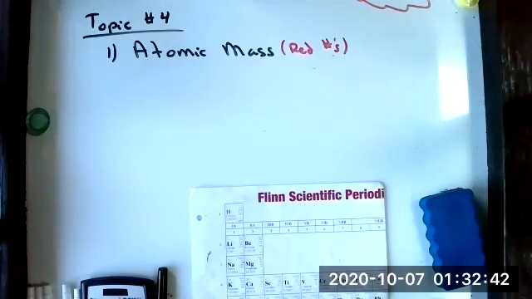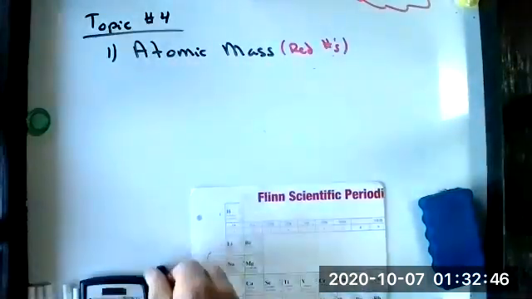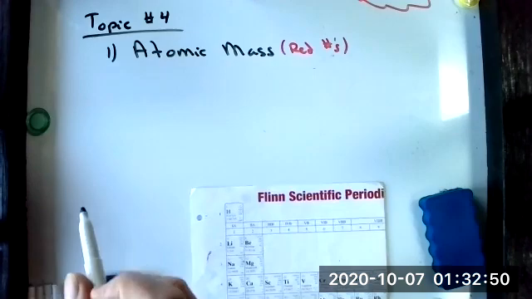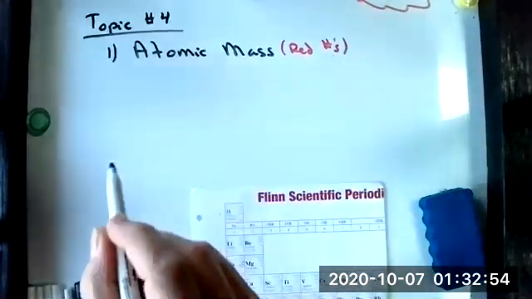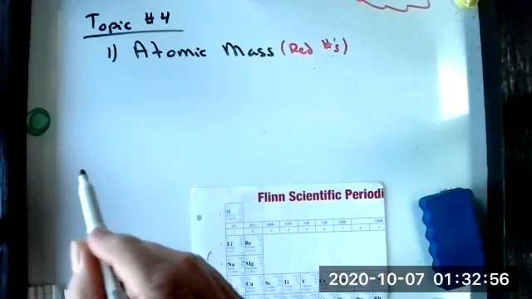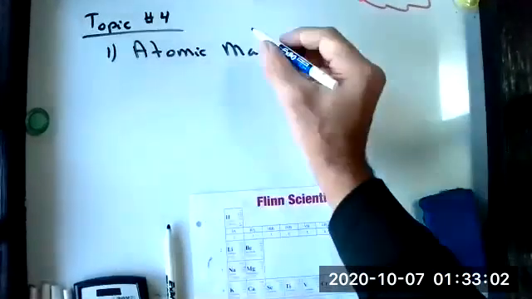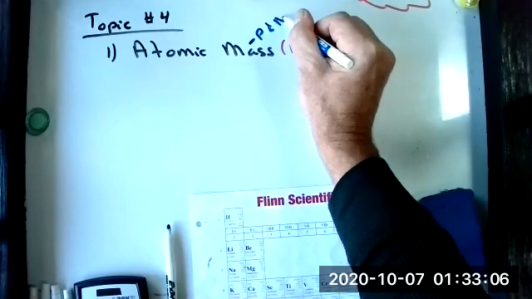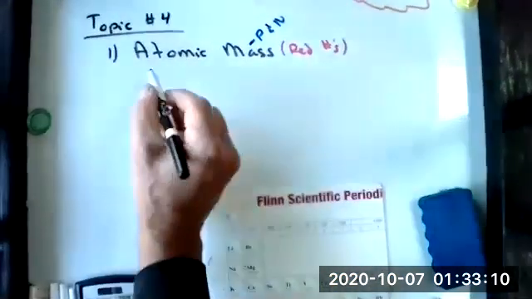So an example in topic 4, now using atomic mass. Yes, this is going to look very similar to topic 3, but now I'm going to focus only on mass and not protons and electrons and just neutrons. I want mass. And remember, the mass is the protons and the neutrons together. So an example.